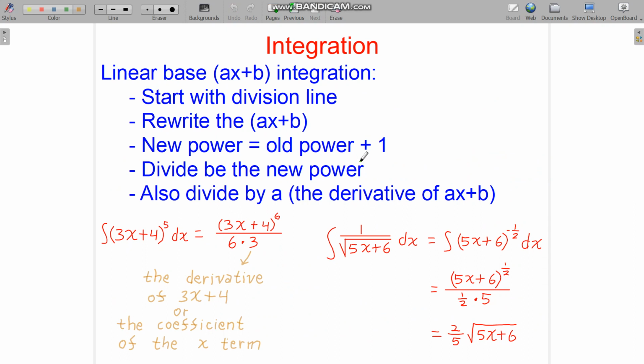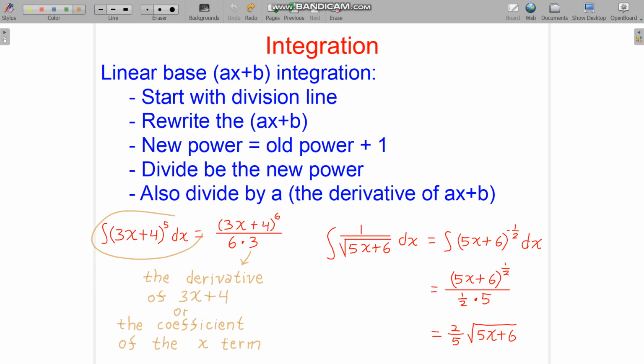If the base is just x, we can use the MF19 formula. But if the base is something other than x, such as 2x or 2x plus 3, linear like this, we have an additional step, which is to divide by the a, or the coefficient of the x, the one with the x here, ax. So we divide by a, or we divide by the derivative of ax plus b, which is a.